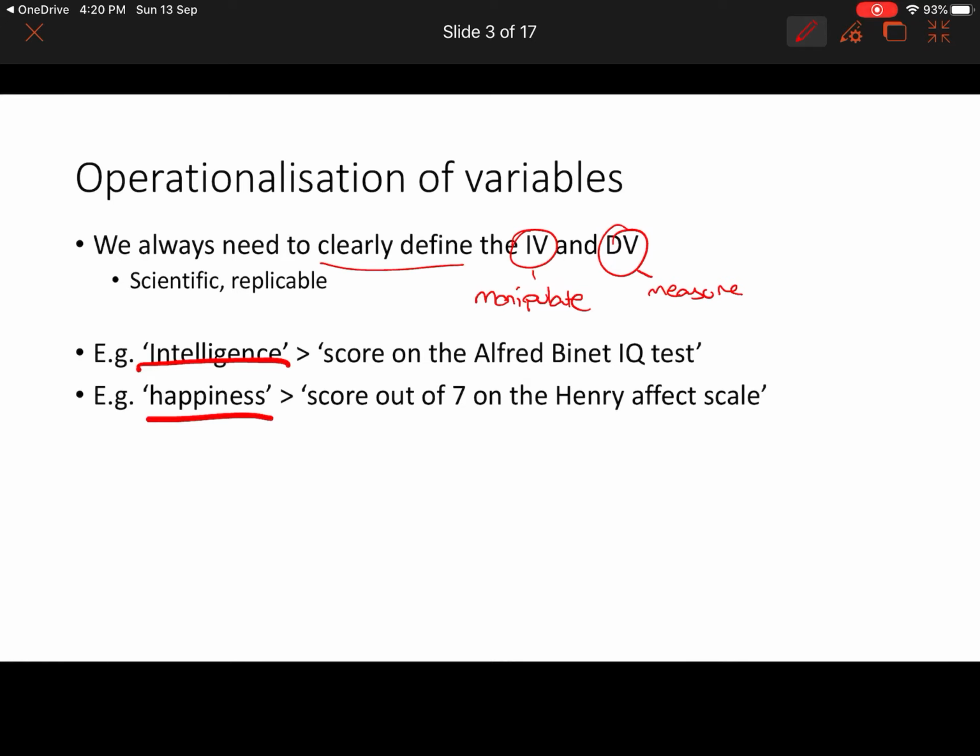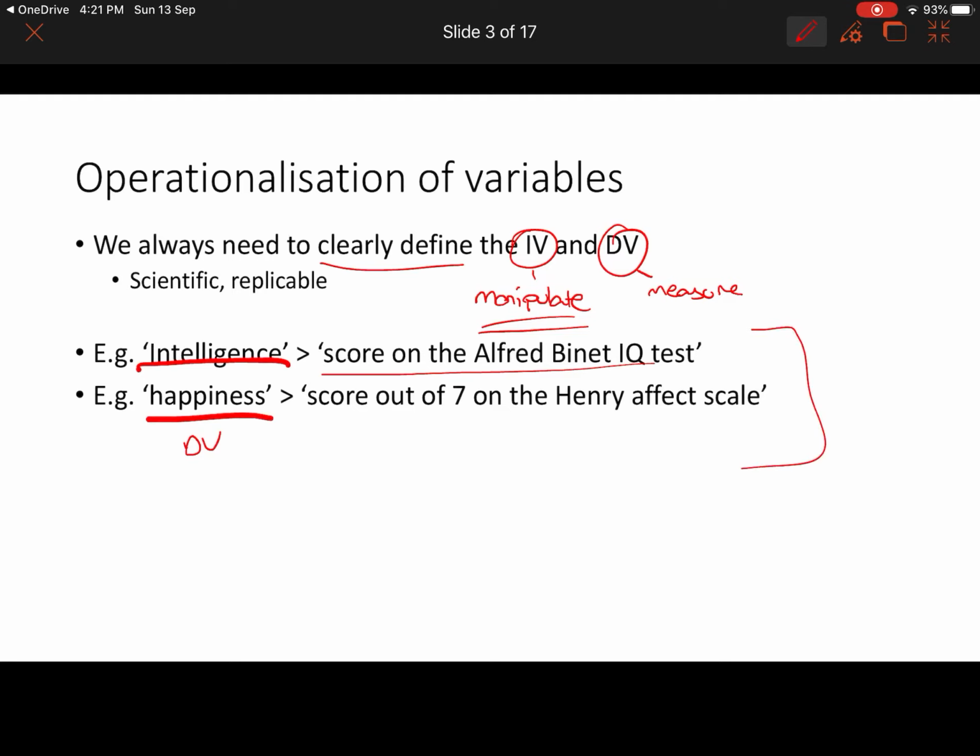So for example, if we're going to measure the effect of intelligence on, for example, A-level results, we want to know exactly how intelligence is going to be manipulated in the case of the IV. So in this case, we're going to manipulate our intelligence in terms of the score on the Alfred Binet IQ test. For example, if we're measuring happiness, so in this case, happiness is going to be our DV, we need to know exactly and precisely how happiness is going to be measured. And in this case, we've defined that as our score out of 7 on the Henry Affect Scale.